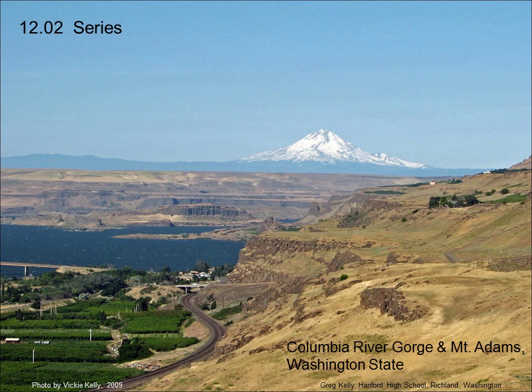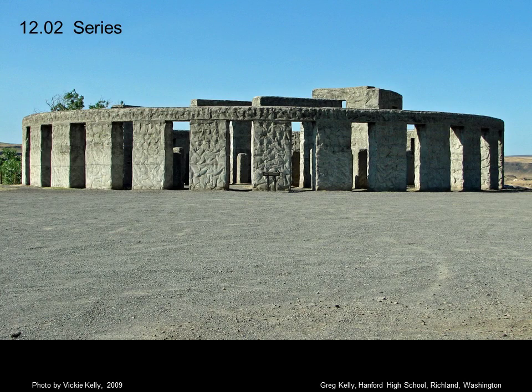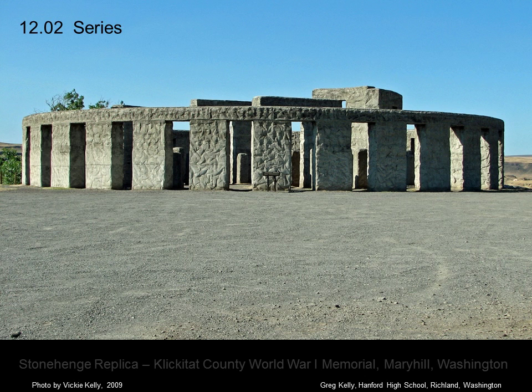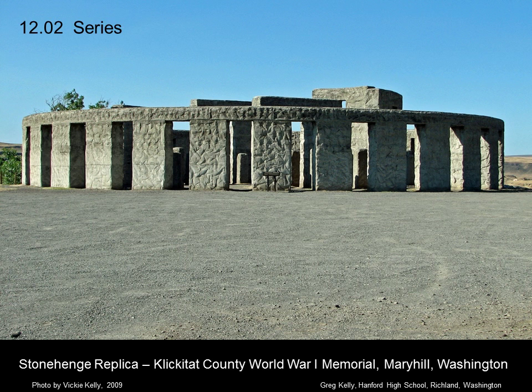This slide shows the Columbia River Gorge and Mount Adams, the second highest mountain in the state of Washington. The previous photo was taken from just behind this monument. This Stonehenge replica is a Klickitat County World War I memorial located near Maryhill, Washington.